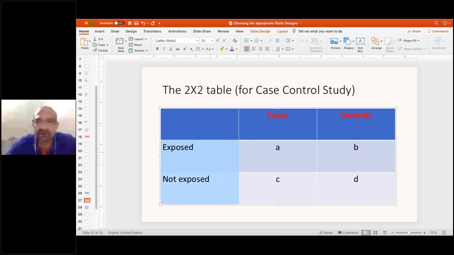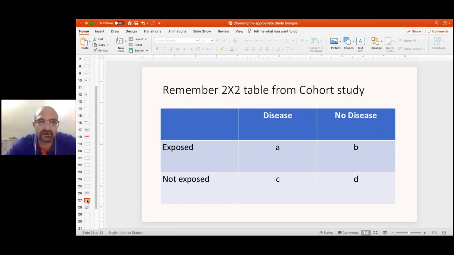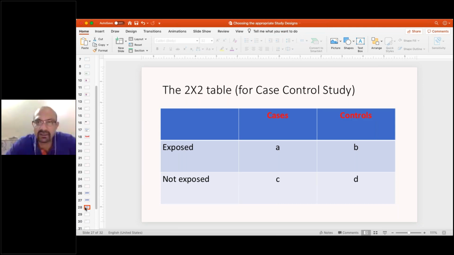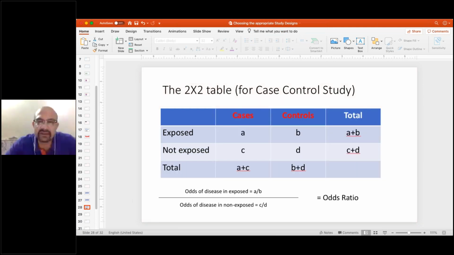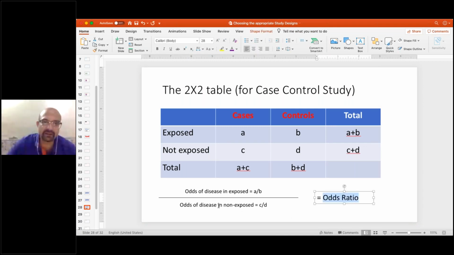So in a cohort study, when you had disease versus non-disease, in a case control study, you would have cases and controls in the columns. And in a case control study, you would be calculating what is called the odds ratio, which is the odds of disease in exposed divided by odds of disease in non-exposed.